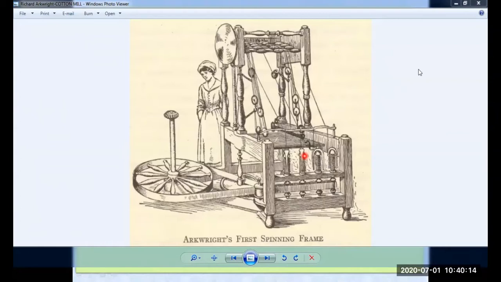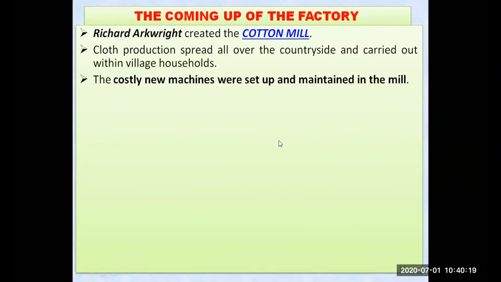So it is quite good, and that was the need of the time. Cloth production spread all over the country, and it was also carried out within village households. यानी village में भी घर में लोग cloth का production करने लगे because of the invention of this cotton mill also.